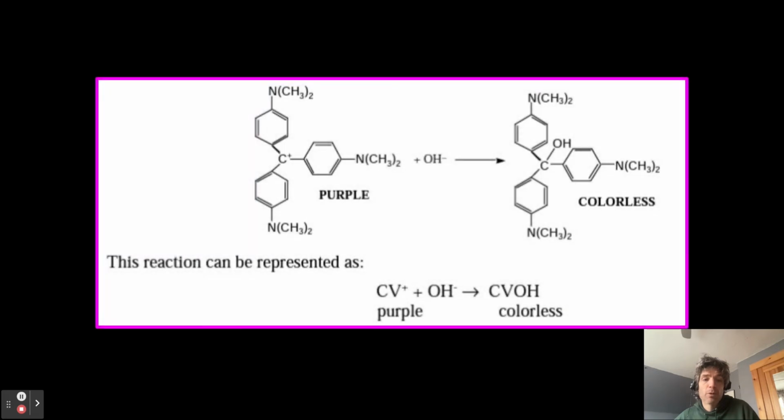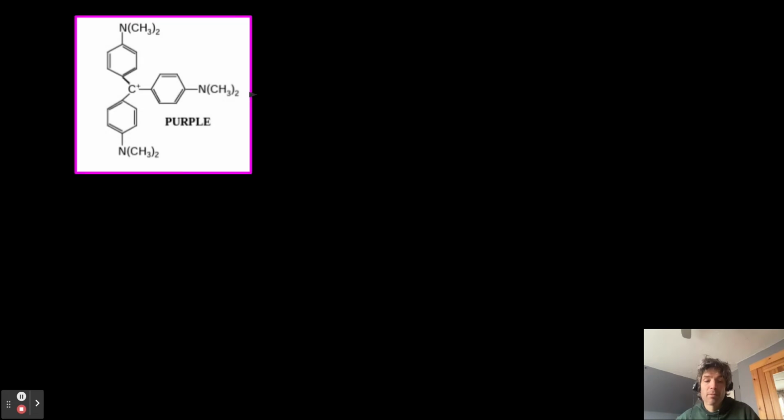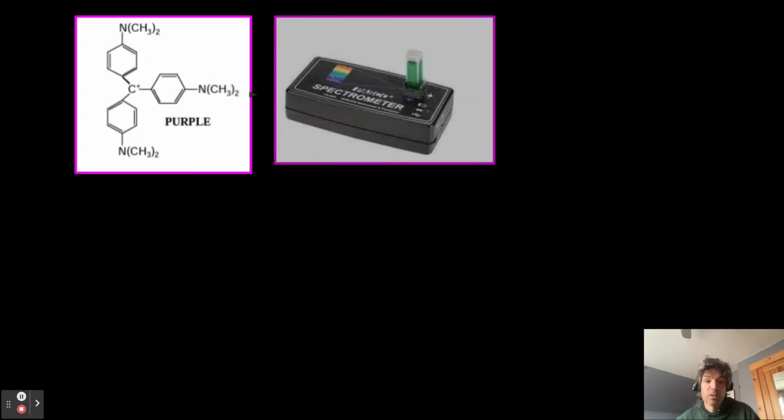So first of all, we need a reaction. And this reaction is good for spectroscopy because you'll notice it goes from purple to colorless. So as the reaction progresses, the solution is going to become less and less concentrated by color. Therefore, if I use that with a spectrometer, that'll help me chart how the reaction is progressing, how fast it's going.